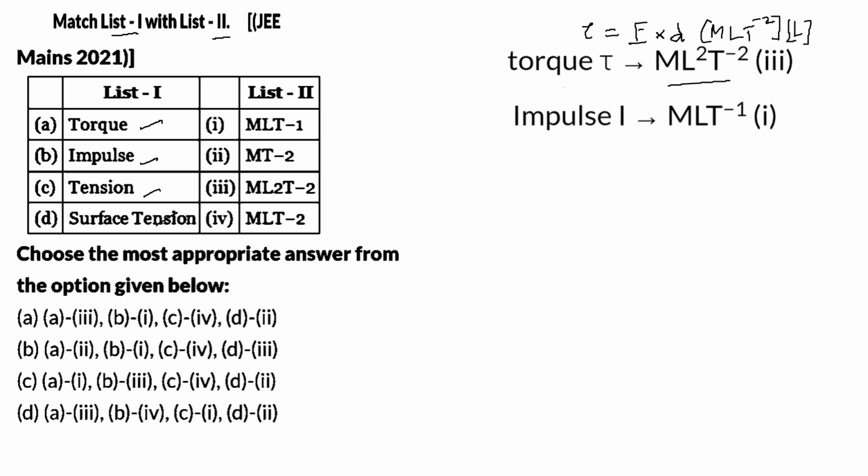And for impulse, this is force acting on a body for a very short time. So F del t: for force M L T power minus 2, into time T, hence M L T power minus 2 plus 1, that is M L T power minus 1.